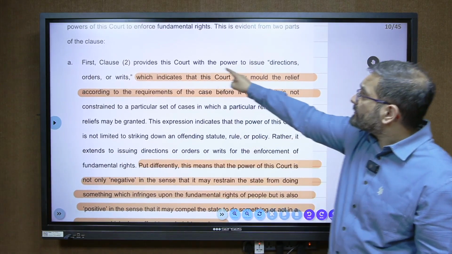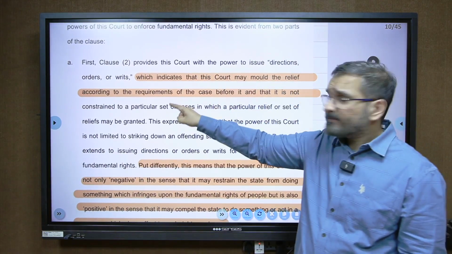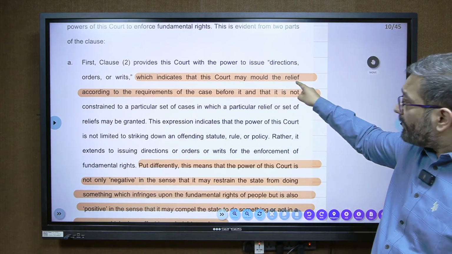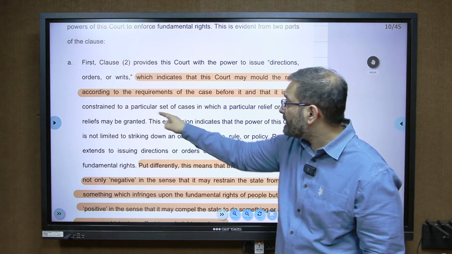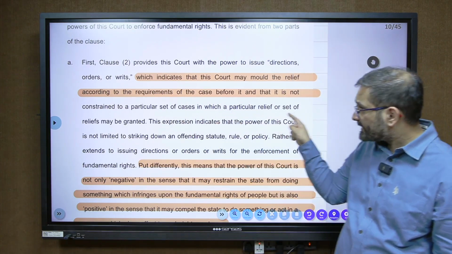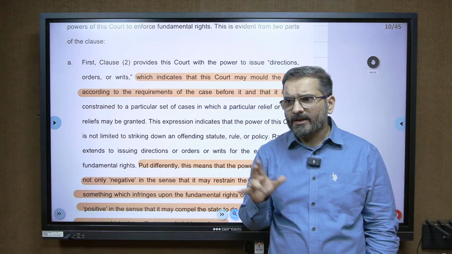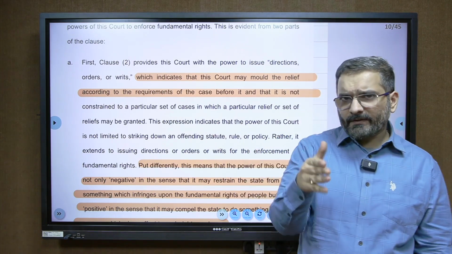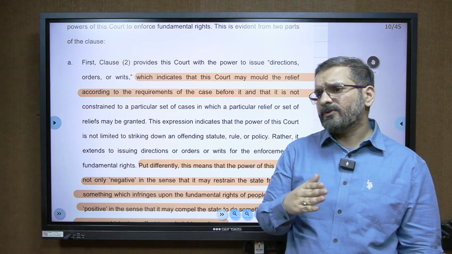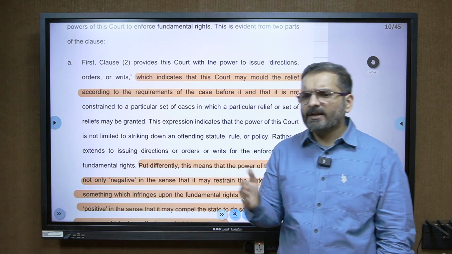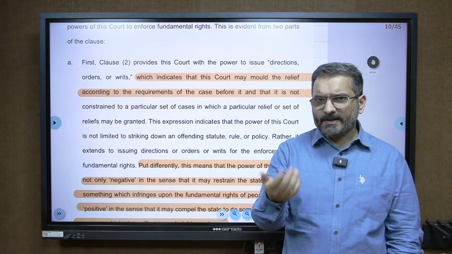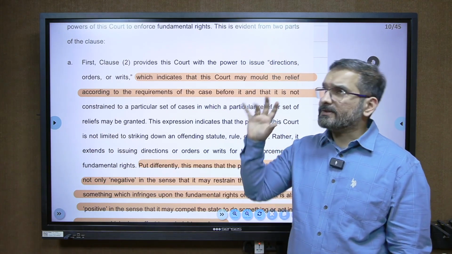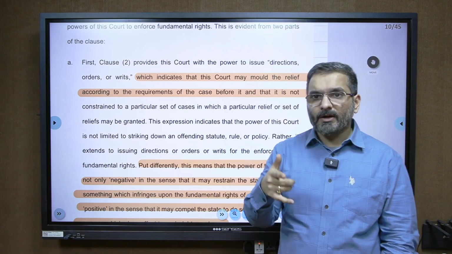First, clause 2 provides this court with the power to issue directions, orders or writs, which indicates that this court may mold the relief according to the requirements of the case before it, and that it is not constrained to a particular set of cases in which a particular relief or set of reliefs may be granted. Order 7, Rule 7 of the CPC, the Supreme Court is not limited by that, and as it is, you have the power to do complete justice as given in Article 142, which is Part 5, Chapter 4 of the Constitution.